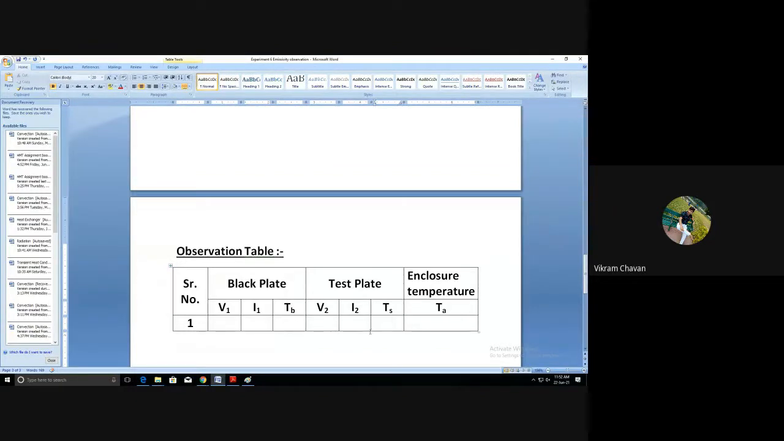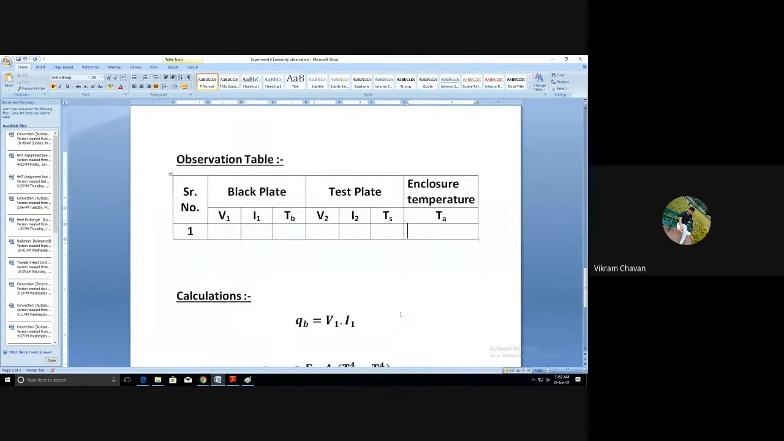And for the final temperature reading, if this TB and TS are equal, okay, nearly equal, then in that case we have to consider the temperature of the enclosure. Okay, that will be the ambient air temperature or surrounding environment temperature, and that is equal to T suffix A. Okay, so once you achieve the equilibrium and steady state, then we can perform the calculations.